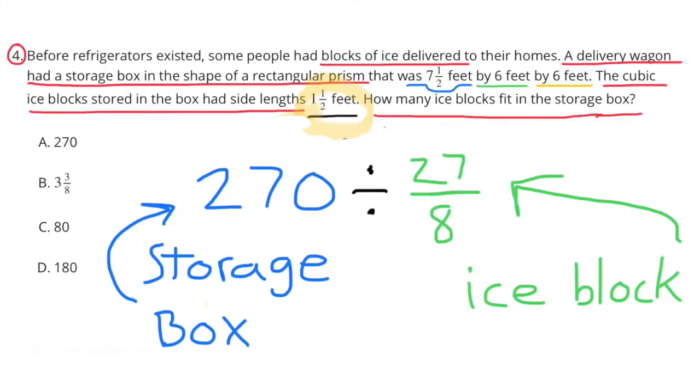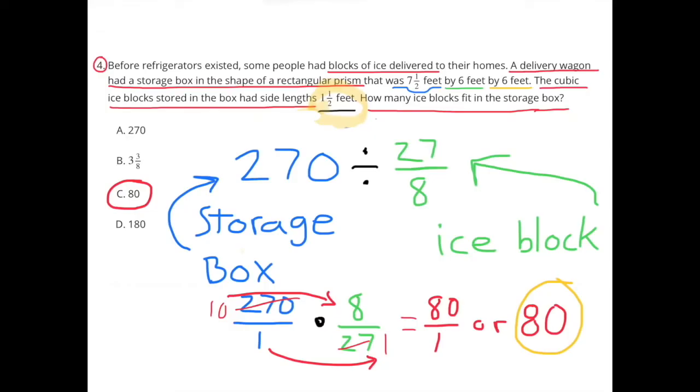So now we need to see how many ice blocks could fit into the storage box. 270 divided by 27/8, which is the same thing as 270 times the reciprocal of 27/8, and that equals 80. You can fit 80 ice blocks in the storage box.